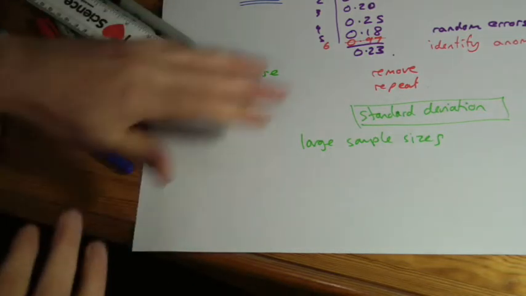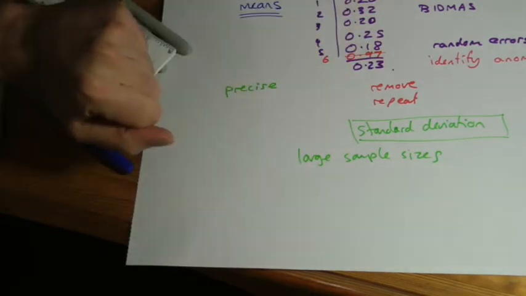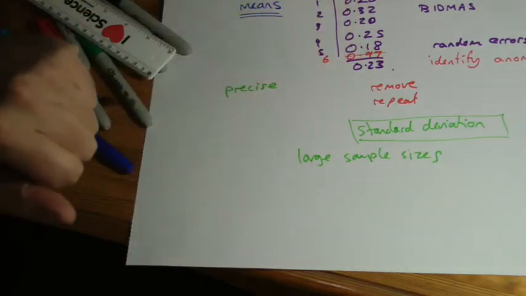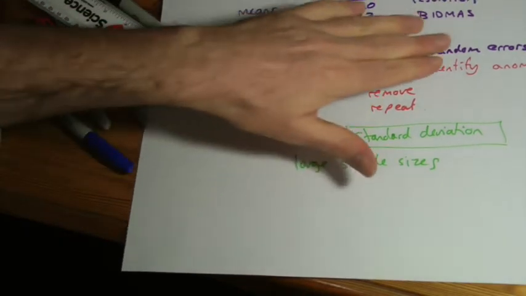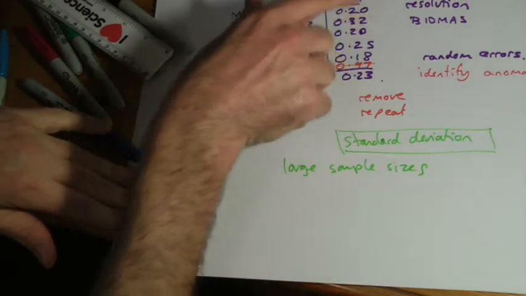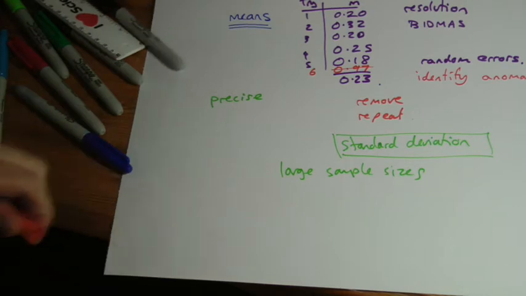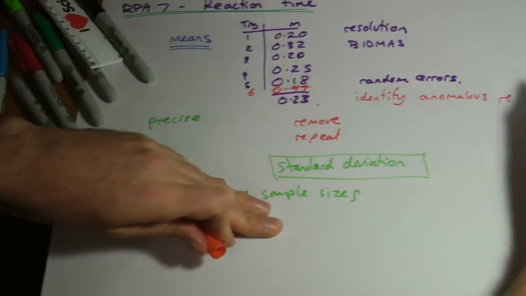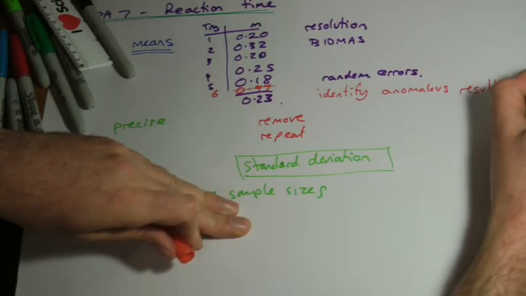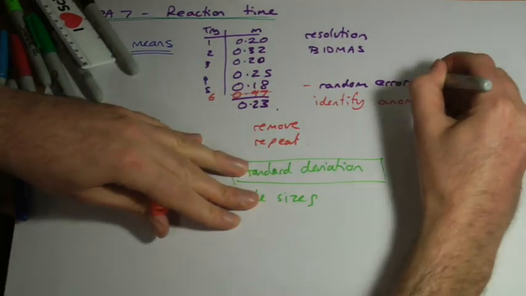There's not a lot to it, but I think the questions I'm more likely to ask are things around calculating means, precision perhaps, and this idea of why we do repeats. What's the point? It's to identify anomalous results, and to remove the effect of random errors. We reduce their effect.